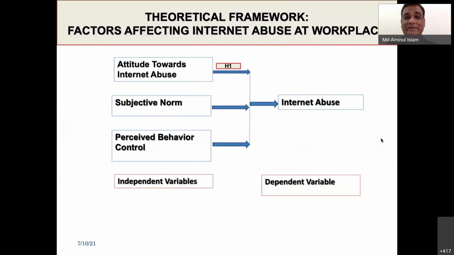So this is the topic, factors affecting internet abuse at the workplace. You can see internet abuse is the dependent variable and you have three independent variables. So we have basically three hypotheses. Hypothesis 1, the relationship between attitude and internet abuse, and so on. Three hypotheses, okay? Now, can I just pick these three independent variables like that and put them there? No. It must be supported by a theory. So these three variables come from TPB, the theory of planned behavior.